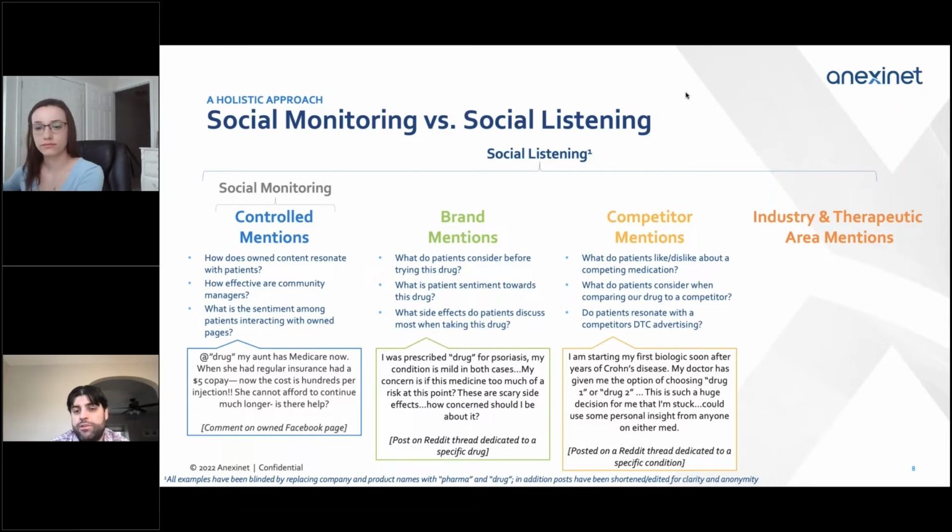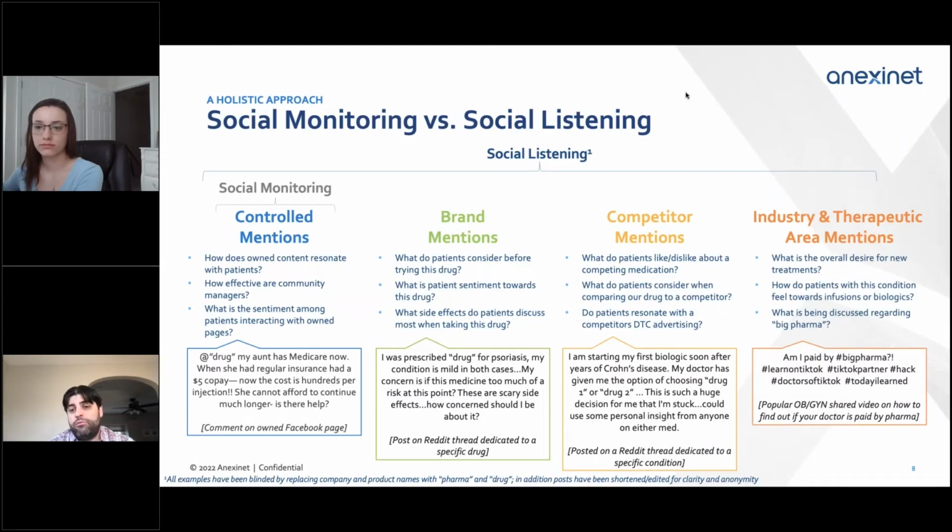And then beyond even competitor mentions, there's just the general industry and therapeutic area mentions. So for a given treatment, what are the general discussions around just the symptoms of the disease that it's being treated for, and the experience and the patient journey that a patient goes through as they get diagnosed, as they discover treatments and compare treatments, etc. And so it's very important to understand the overall therapeutic area and even just general pharmaceutical industry trends, and how patients are looking at the industry in general.